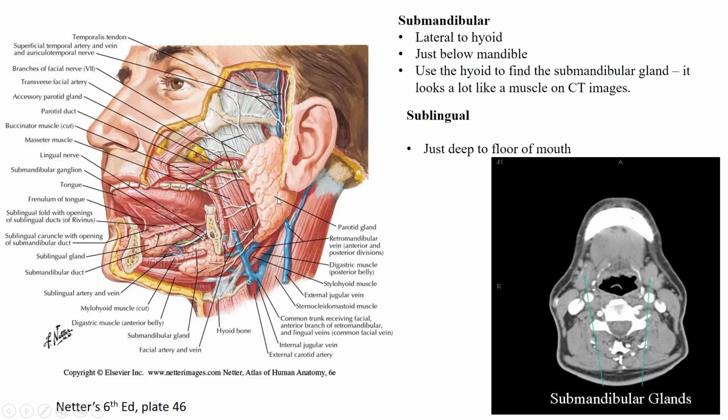This image from Netter's is great because you see not only the parotid glands here, just anterior to the ear and just lateral to the ramus of the mandible, but then you see the submandibular gland as well as the sublingual gland. So you get to see all 3 of those on this Netter's image. The sublingual is just deep to the floor of the mouth, which is here. So when you lift the tongue up, you can look under here for the sublingual gland.